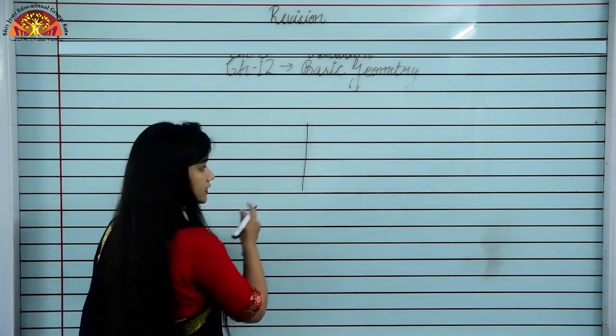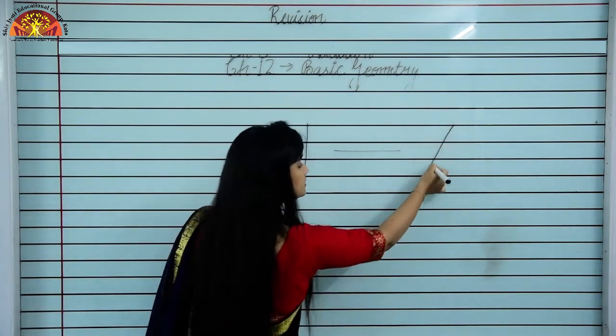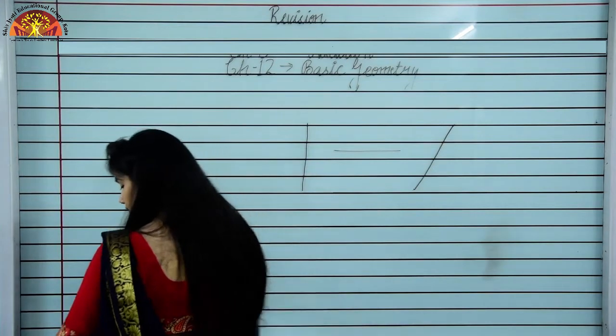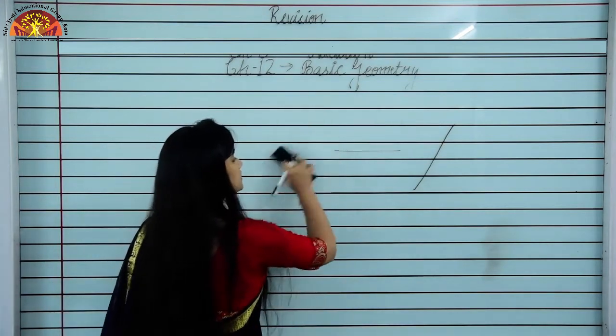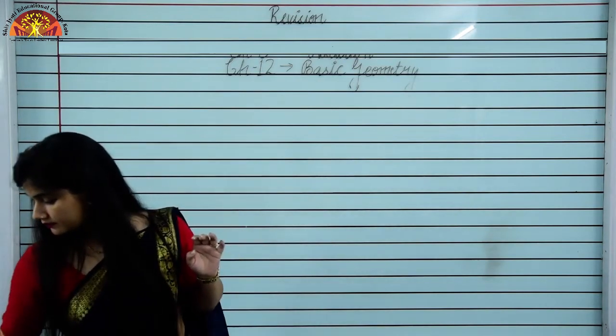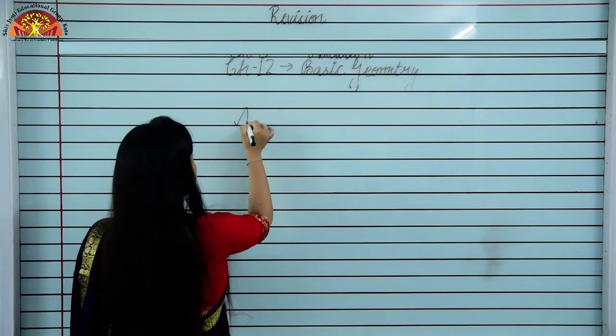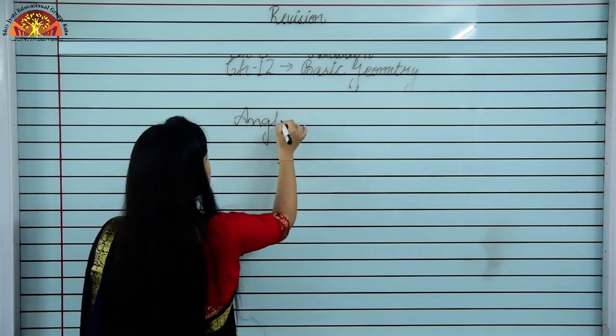As you know, this is a vertical line, horizontal line and this is a slanting line, students. So now we'll discuss about the angles. So students, open page number 158. Now we'll study about the angles.